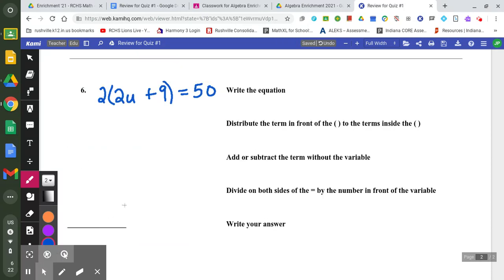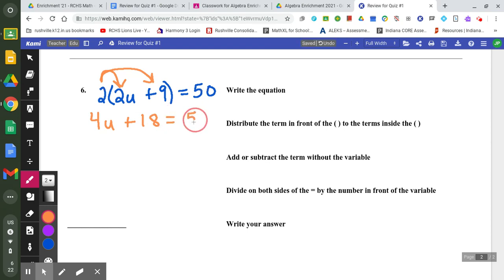And our last one is an equation. So make sure you write your equation and get your parentheses in the right place. We are going to distribute the term in front of the parentheses to the terms inside the parentheses. So 2 times 2u would be 4u. 2 times 9 gives me plus 18. And then I don't distribute over the equal sign. I just rewrite equals 50.